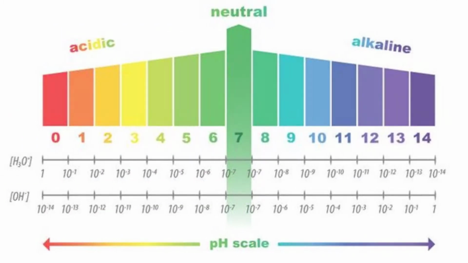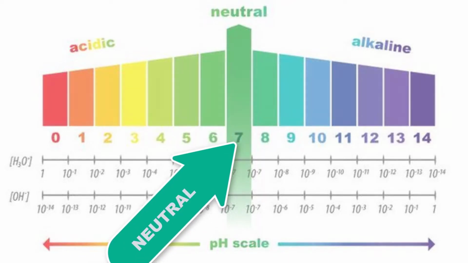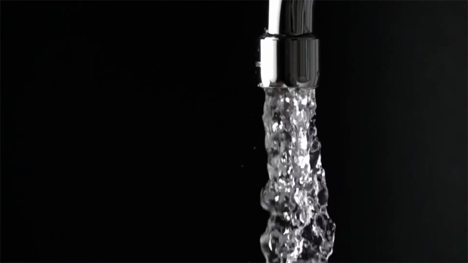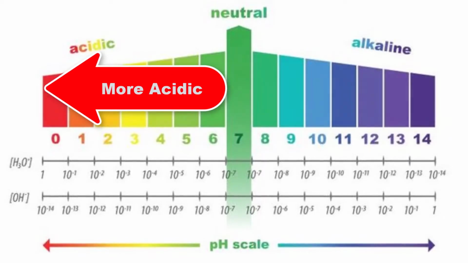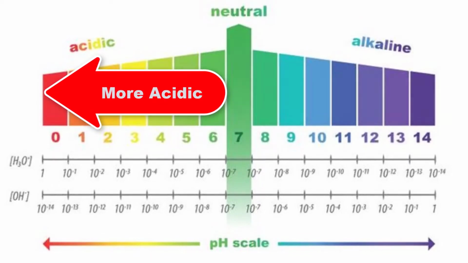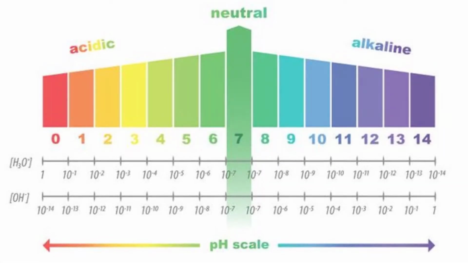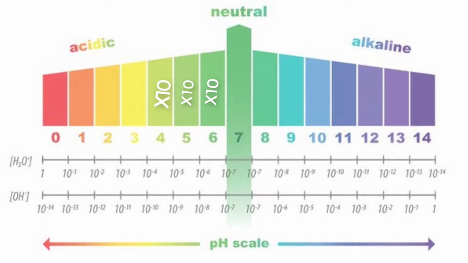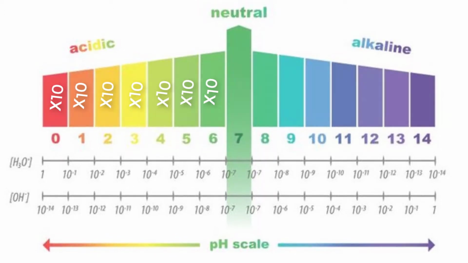The pH scale consists of a series of increments ranging from 0 to 14. A solution with a pH of 7 is considered neutral, neither acidic nor basic. Pure water has a pH of 7. The lower the number below 7, the more acidic the solution, or the greater the concentration of hydrogen ions. The concentration of hydrogen ions at each pH value is 10 times different than the next pH.